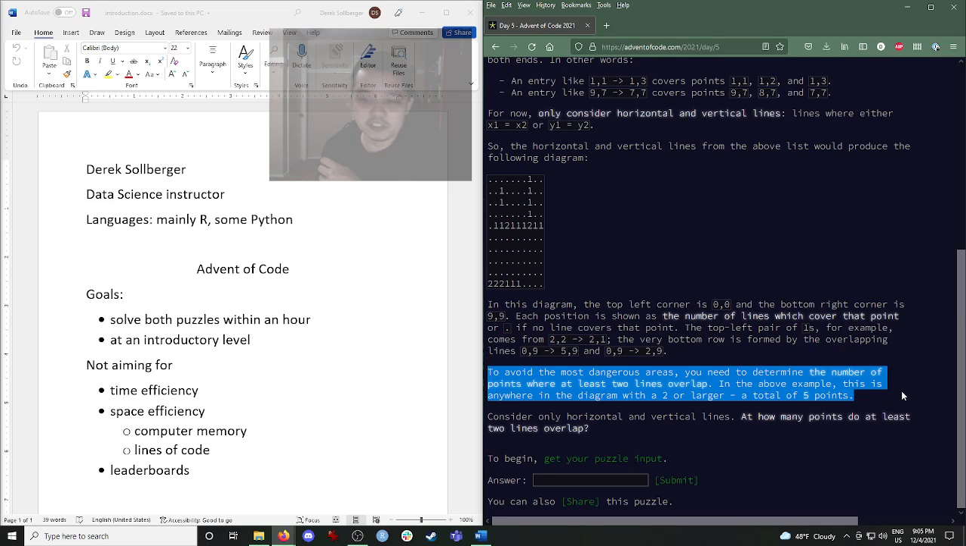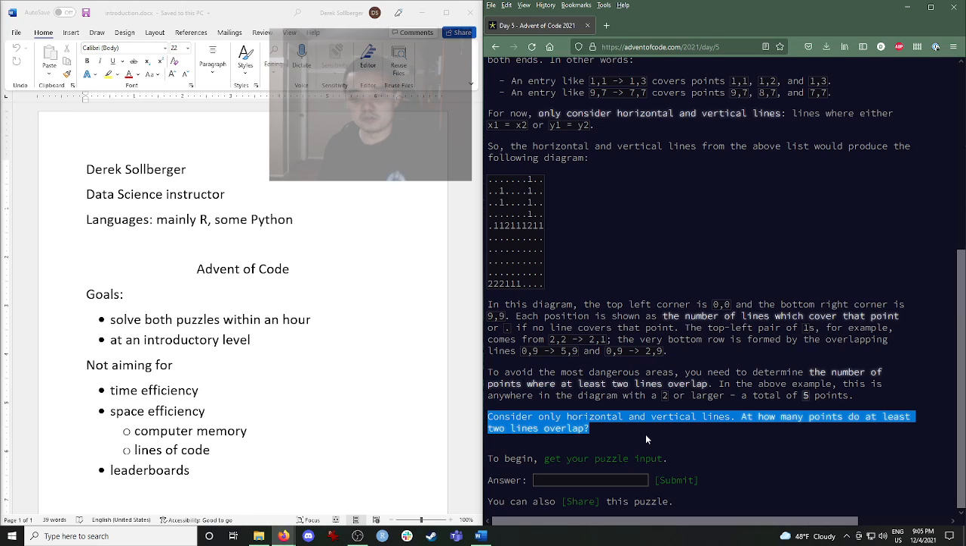To avoid the most dangerous areas, you need to determine the number of points where at least 2 lines overlap. In the above example, this is anywhere in the diagram with a 2 or larger, a total of 5 locations. So in the example, we have this, and these are the 5 locations we're looking for. And I'm going to count up those locations. Consider only horizontal and vertical lines. How many points do at least 2 lines overlap? Okay.